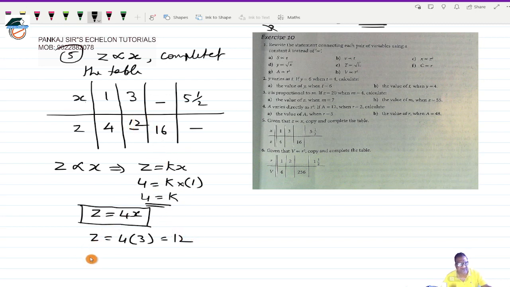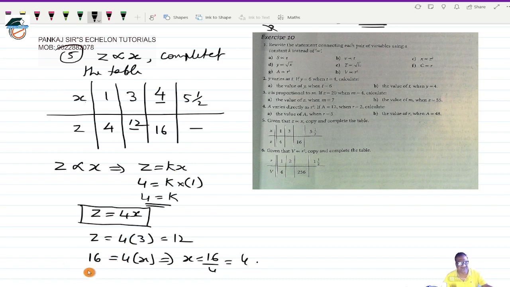Now for Z equal to 16, what will be my X value? It will be 4 times X. So X is equal to 16 upon 4, which is equal to 4. So I get the answer here as 4.